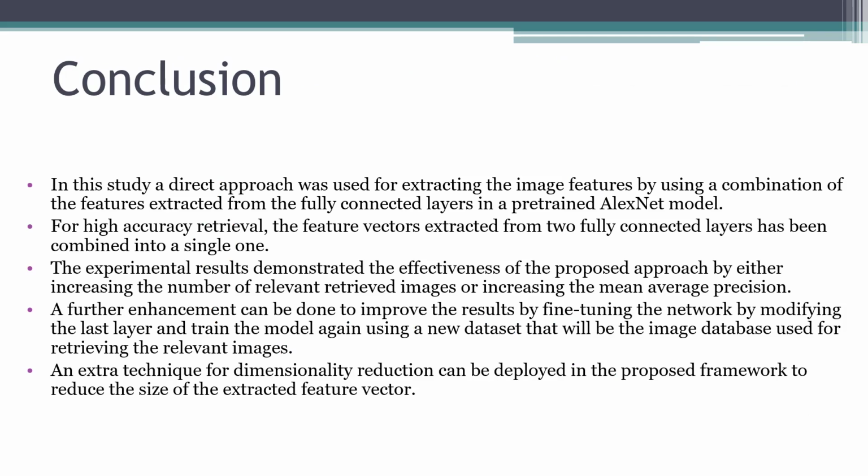Here is the conclusion. In this study, a direct approach was used for extracting the image features by using a combination of the features extracted from the fully connected layers in a pre-trained AlexNet model. For high accuracy retrieval, the feature vectors extracted from two fully connected layers have been combined into a single one. The experimental results demonstrated the effectiveness of the proposed approach by either increasing the number of relevant retrieved images or increasing the mean average precision.